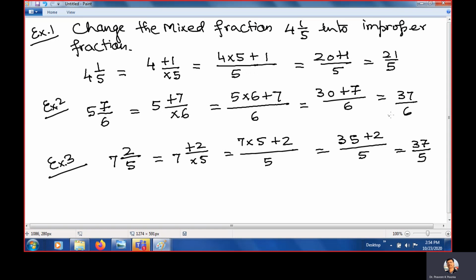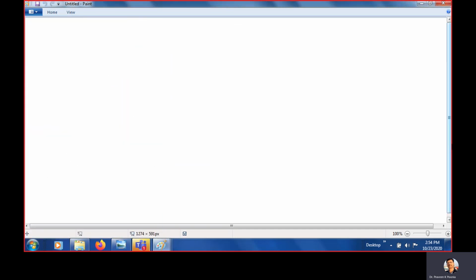All means the numerator is the same. Clear? So you will find here the numerator is big. Here also the numerator is big. Here also the numerator is big. So what type of fractions are these? These fractions are named improper fractions. Clear? Now next we will learn equivalent fractions.